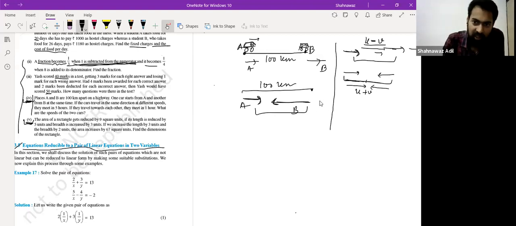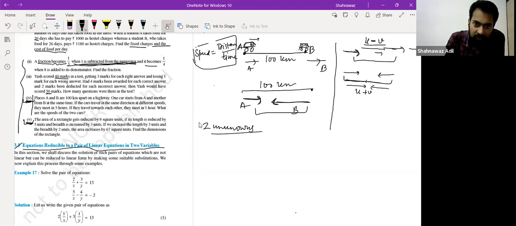Right, guys? Okay, I already wrote the unknowns here. So you guys already know that speed is distance by time, right? So what are the unknowns here? Two unknowns here. What are the two unknowns? The speeds of the two cars, right?